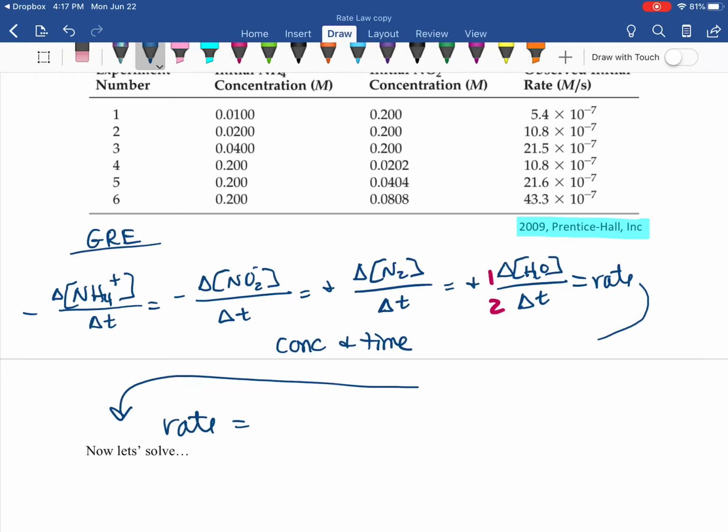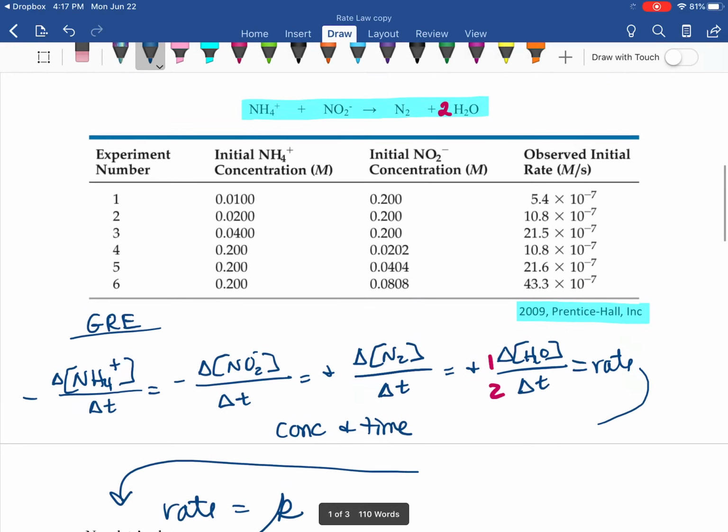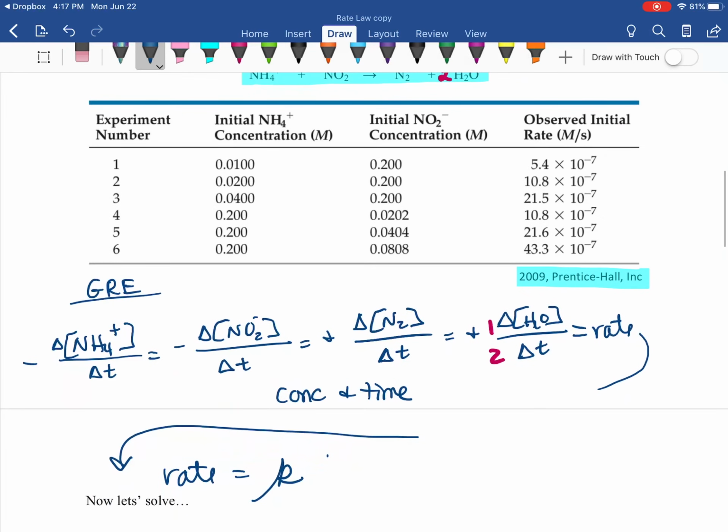So, okay, what is our rate law? Well, every rate needs a rate constant. And then let's take our reactants. Okay, so all of these are equal. And our rate law, you'll notice what we're looking at is how our rate changes with concentration.